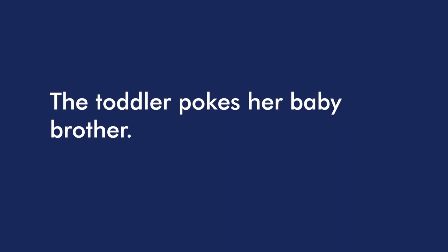Remember, though, that nouns and noun phrases can be replaced with pronouns. Let's take a look at that final example again. The toddler pokes her baby brother. If we replace the noun phrases with pronouns, we might end up with a sentence like this. She pokes him curiously. So the noun phrase, the toddler, is replaced with the subject pronoun, she, and the direct object is replaced with the object pronoun, him.